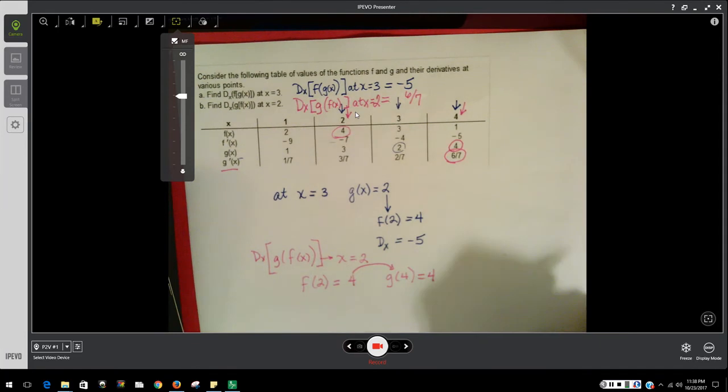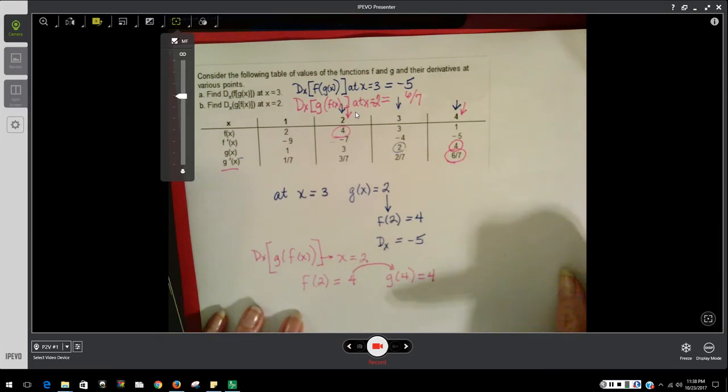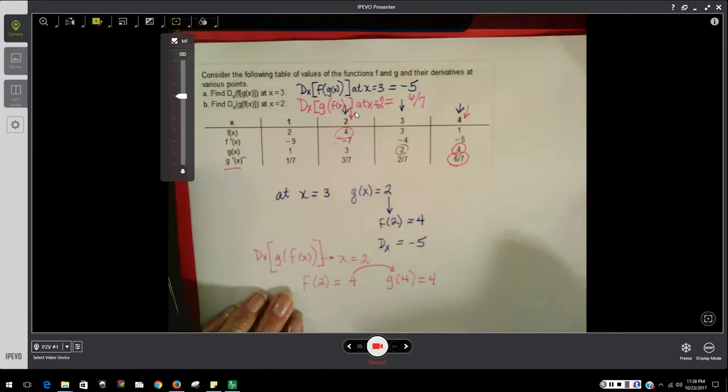It's actually just an exercise in figuring out what the composite function is, what function is the input, what function is the output, what's the inside function, what's the outside function.